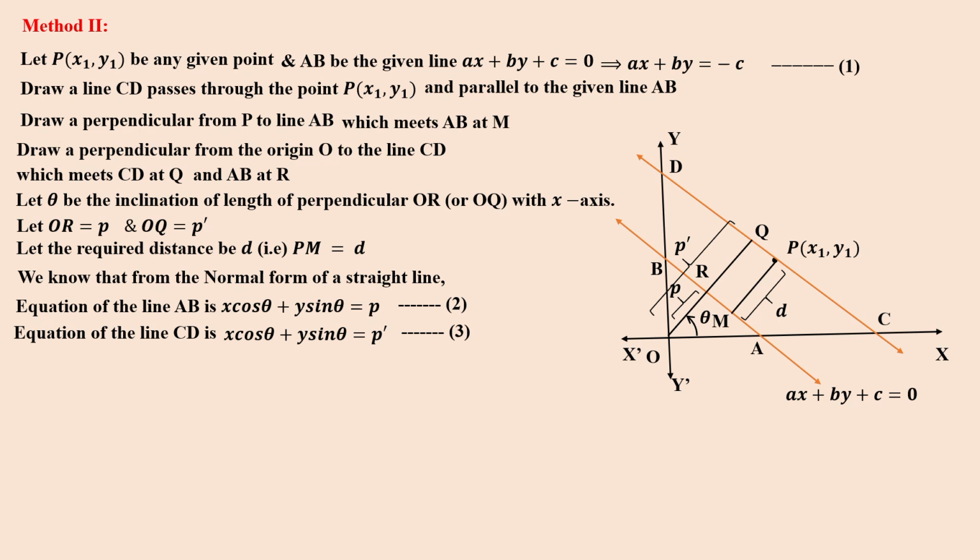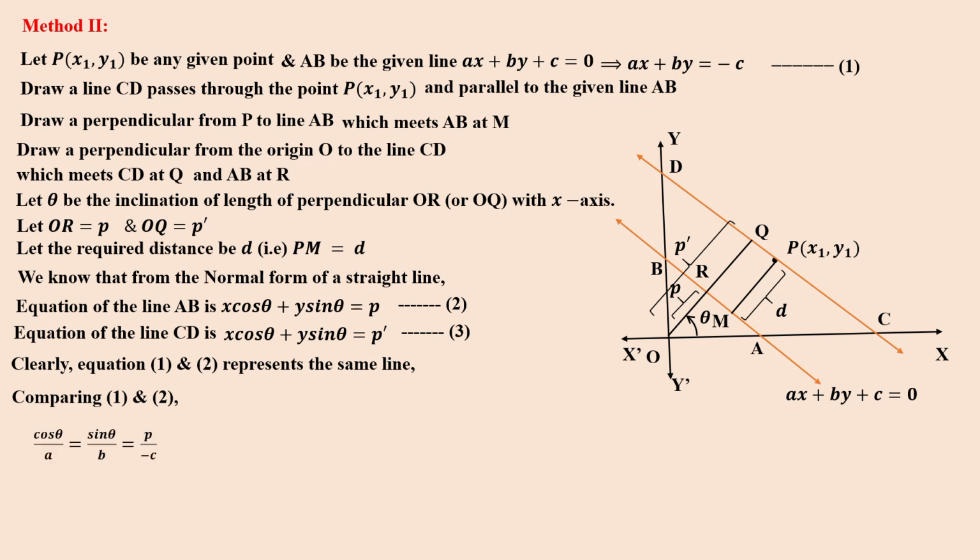Now see, AB is represented in the normal form x cos theta plus y sin theta equal to P by 2. But the AB equation, we know from equation number 1, is Ax plus By, which is equal to minus C. So comparing 1 and 2, both are the same. Comparing 1 and 2: the x coefficient of 2 is cos theta, the x coefficient of 1 is A, so cos theta by A, which is equal to the y coefficient of 2, sin theta, by the y coefficient of 1, B, which is equal to the constant term of 2, P, and for 1, minus C.